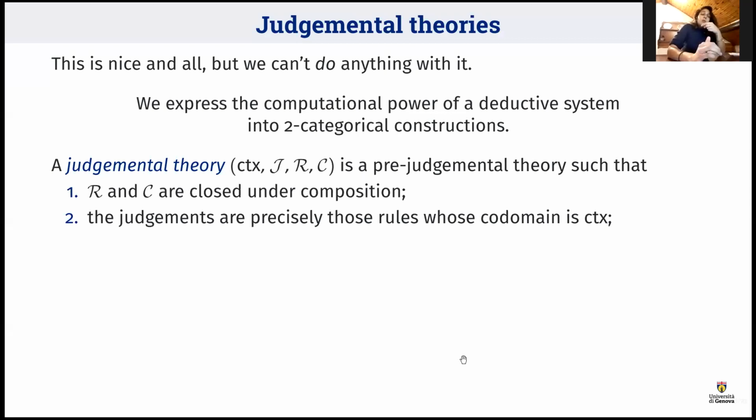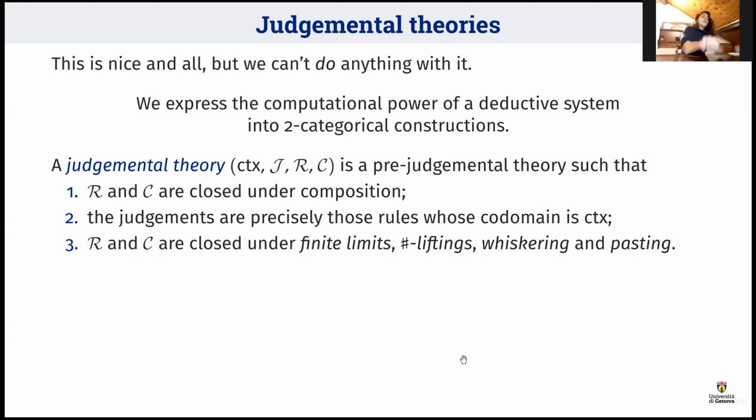The judgments are precisely those rules whose codomain is in context, meaning that judgments are just some very basic rules, and whatever you find in rules, you can just bring back to context and then derive a judgment of it. And that R and C are closed under finite limits, sharp lifting, whiskering, and pasting.